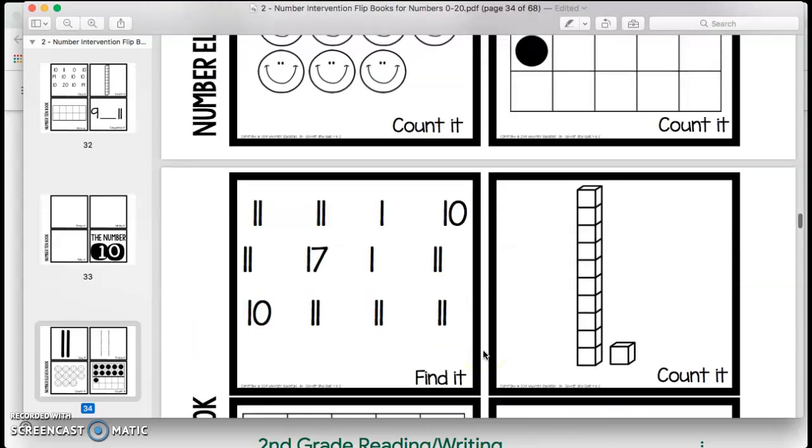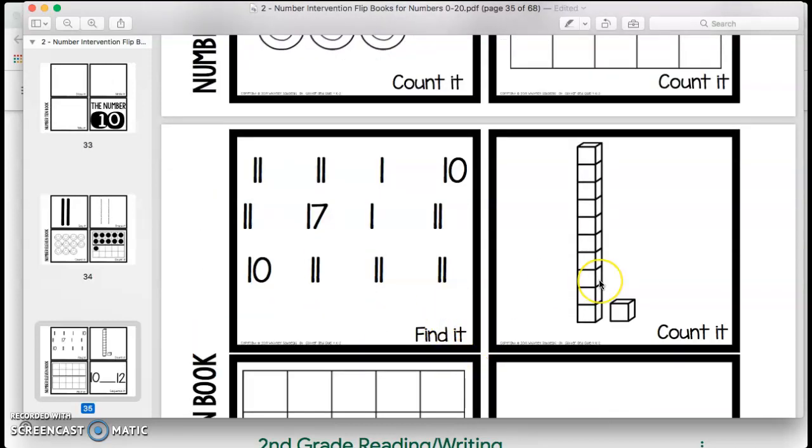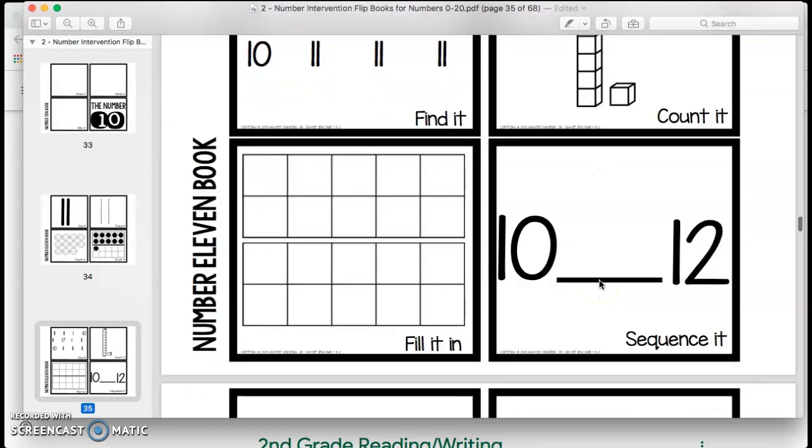Okay. We're going to skip this one. We're going to skip this one. We're going to do this one right here. We're going to do our sequencing. I need you to write the number 10. I need you to write a line. And then I need you to write the number 12. Okay, let's fill this in. 10. What number is going to go here? What comes after 10? 9, 10. Write in 11. And then 12.